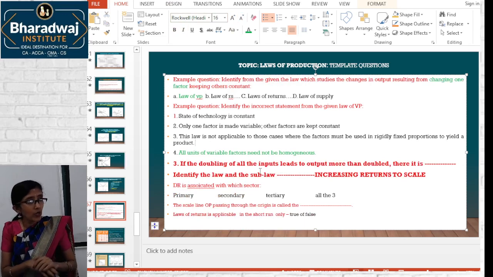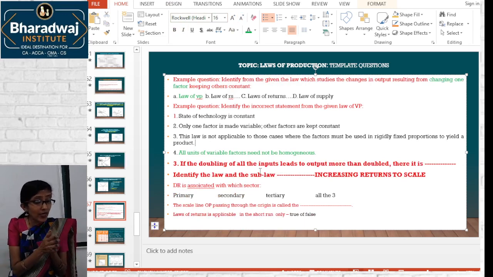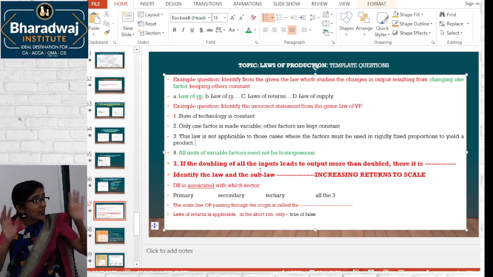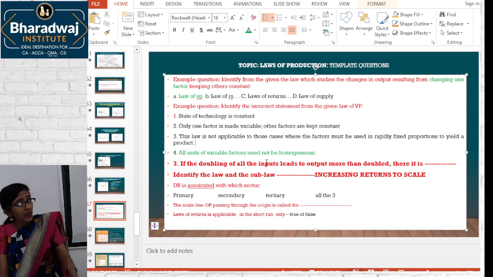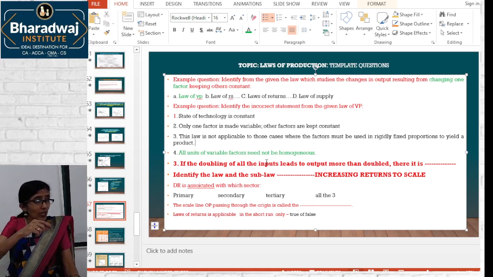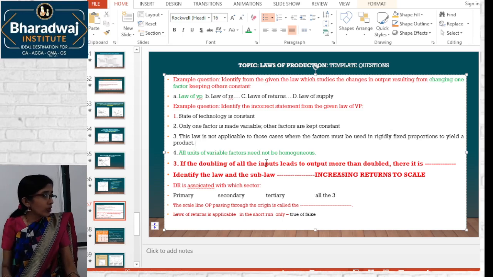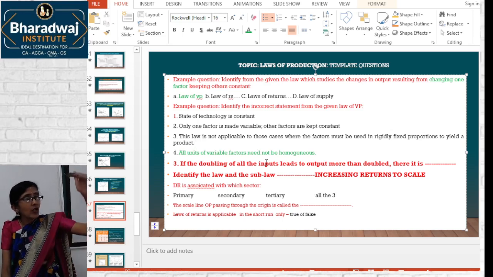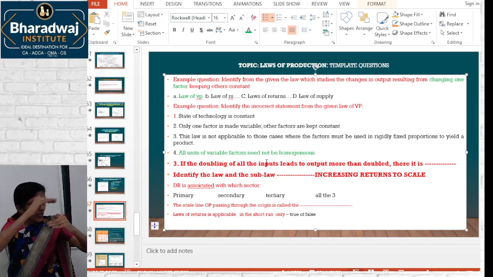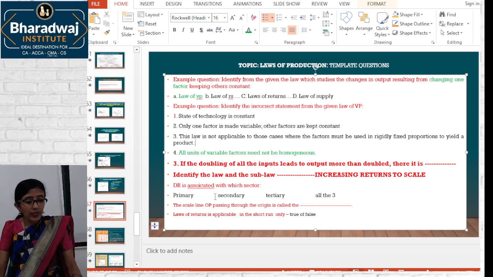So this is a must-read type of question. What is it that they're giving you? Asking you to identify the law and the sub-law. So the major law is returns to scale. Why? Because all the inputs are changed. And why increasing returns to scale? Doubling of input leads to more than proportionate increase in the output. So three situations: when the input is doubled, output can be more than doubled, equal to, or less than. If it's more than, it is increasing. If it is equal to, constant. Otherwise, it is decreasing. Okay, yes.